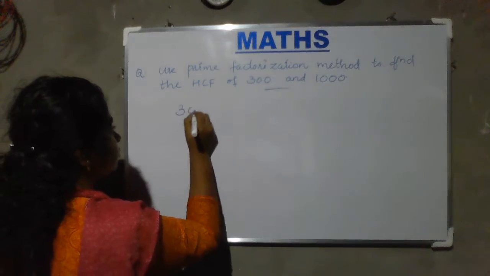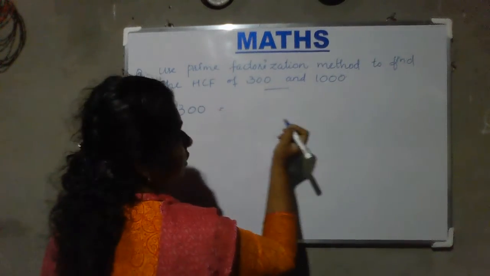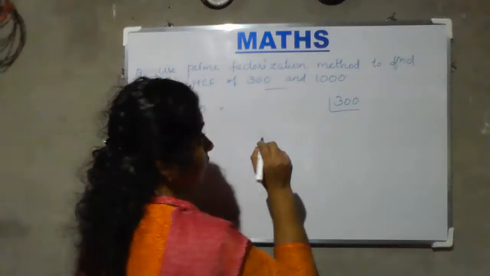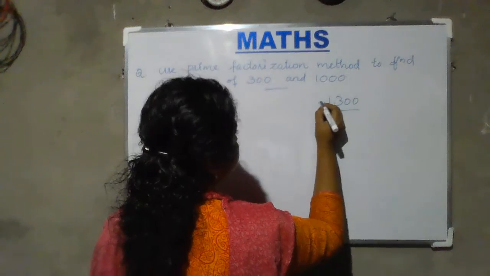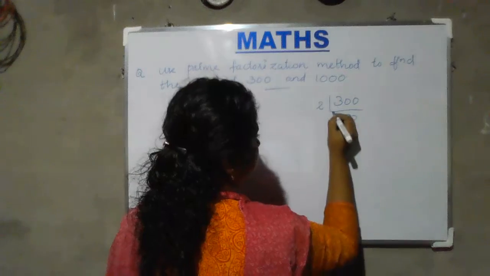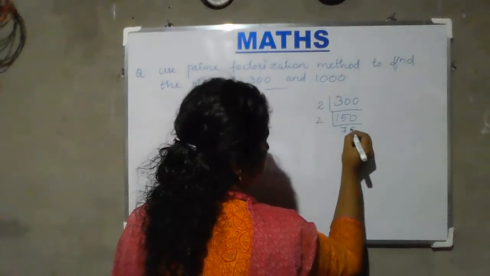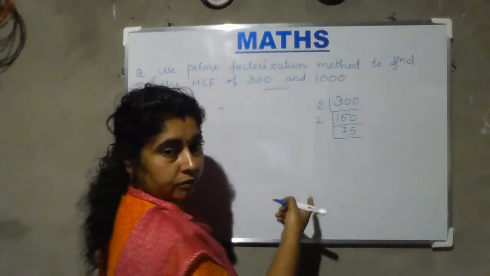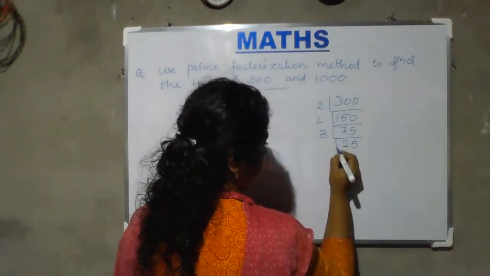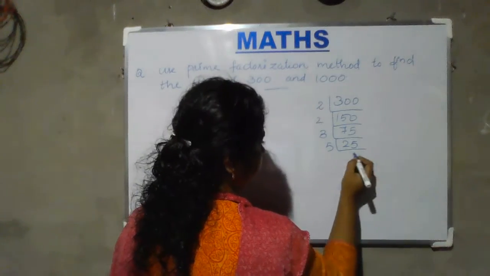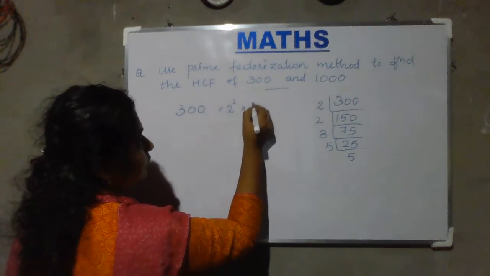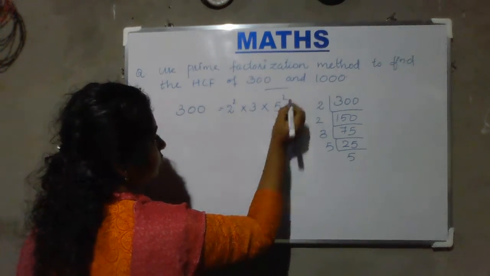Then prime factors of 300. We know that 300 is divisible by 2. Then 300 by 2 is 150. Again divisible by 2, 75. 75 is not divisible by 2, then it is divisible by 3. Then 75 by 3 is 25, then it is divisible by 5. So its factors are 2 raised to 2 into 3 into 5 raised to 2.